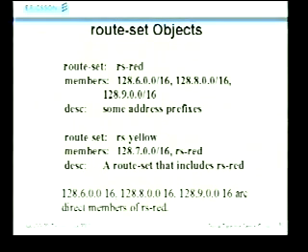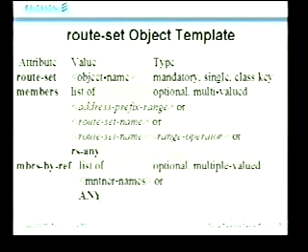This is the route set object template. You see the members attribute: address prefix range, or a route set name, or route set name followed by a range operator, and this reserved keyword rs-any, which means all the routes, as it were, any route will do. Okay? In fact, I think it's all routes registered in the routing registry.